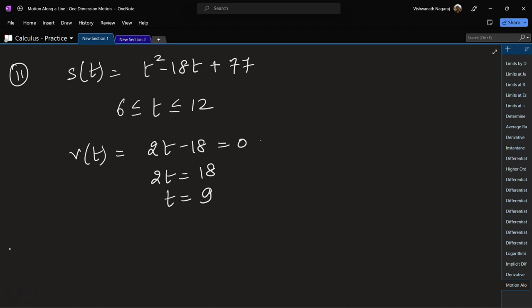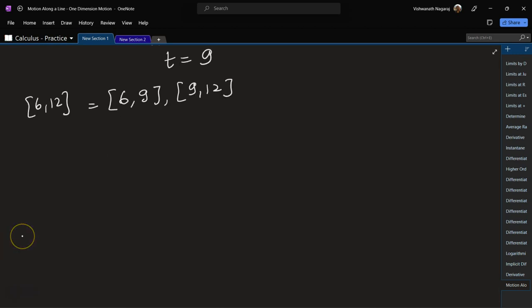So at t equal to 9, the direction changes. So our interval actually gets split into 6 to 9 and 9 to 12. So this would be 6 to 12. And now we look at these two intervals one by one. So S of 6 is equal to 5. S of 9 is equal to minus 4. And S of 12 is equal to 5.